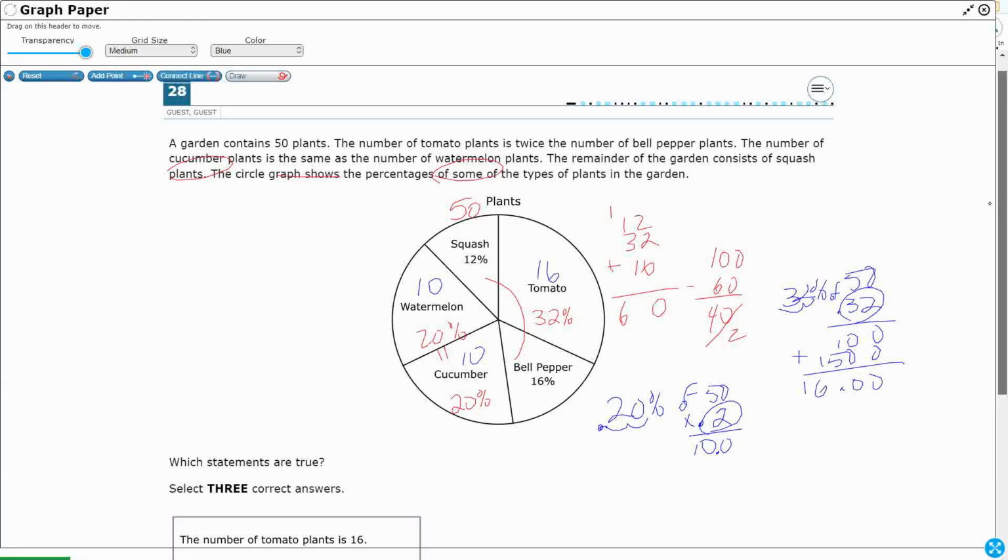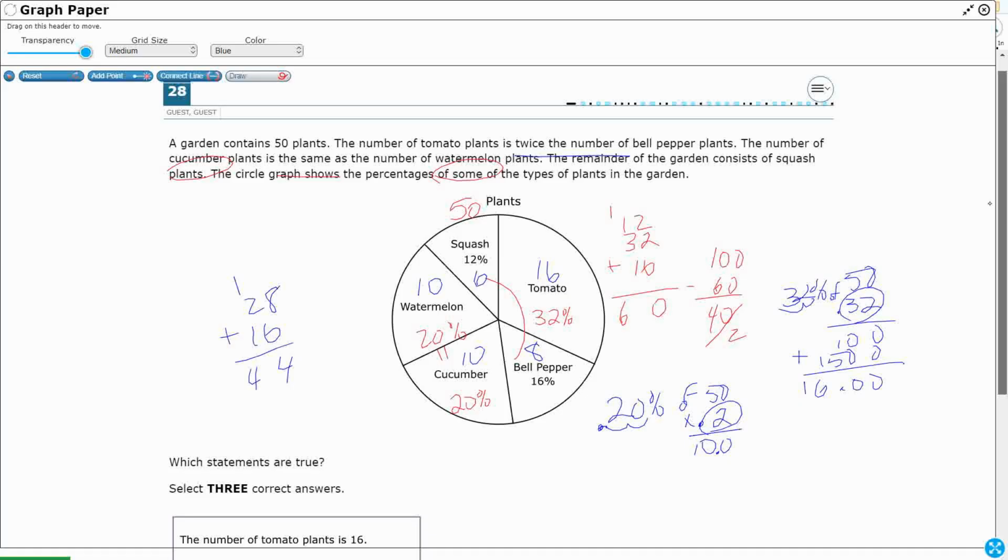And then I just need squash and bell pepper. So you know what? I could figure out the bell pepper. Remember, I doubled the bell pepper to get up to the 32%. So if I doubled the bell pepper, I'd get up to my 16. So I'm going to take that, and that's going to be 8, because it's twice as big. This is right here, twice the number. So that works for both percentages and real numbers. And then I could just see how many I have so far. I've got 28 and 16, and that's going to be 44 out of a total of 50. There we go.